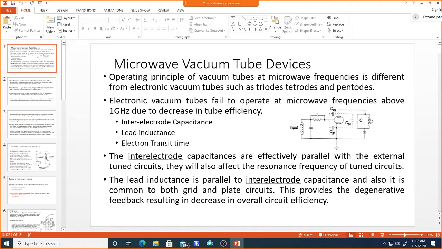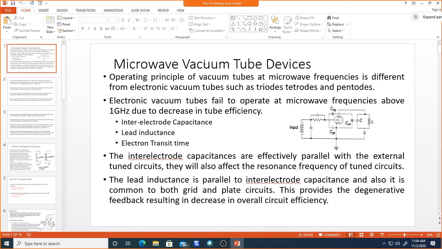Before coming to the microwave vacuum tubes, the earlier solid state devices were used to generate the power required for the applications. But the solid state devices have limited or low power. They are not able to generate high powers. And the electronic vacuum tubes are used to generate power at low frequencies. So now, in order to generate high powers and also high frequency.